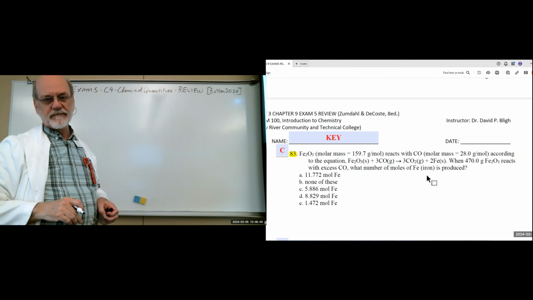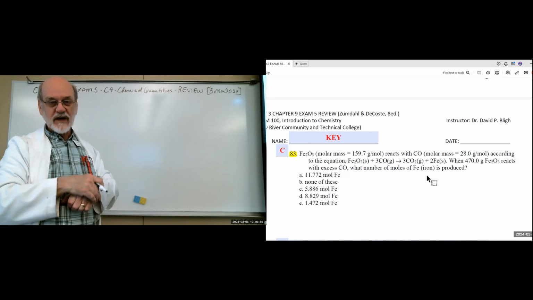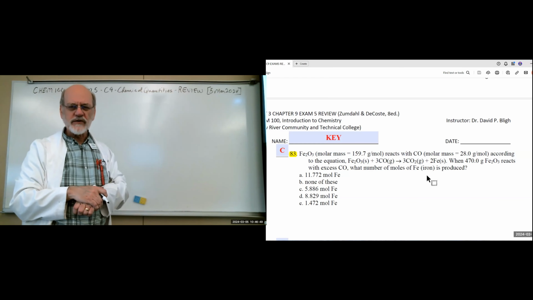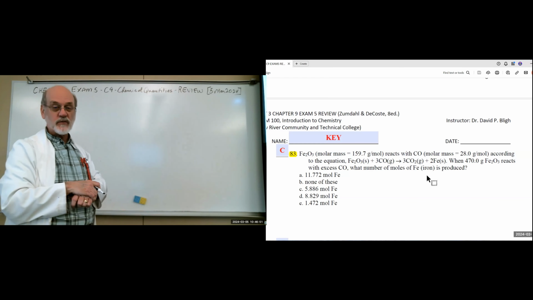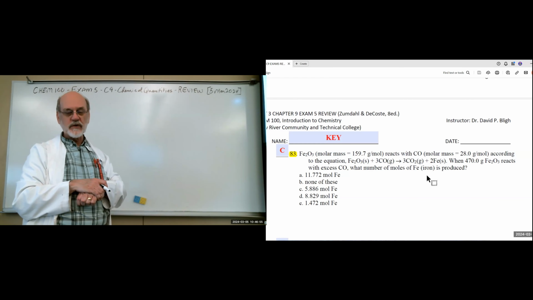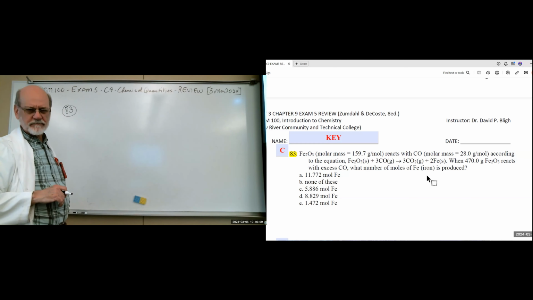Fe2O3, iron(III) oxide, reacts with carbon monoxide according to this equation. I think we did one of these earlier. When 470 grams of Fe2O3 reacts with excess CO, what number of moles of iron is produced? All right, this seems like a duplicate.